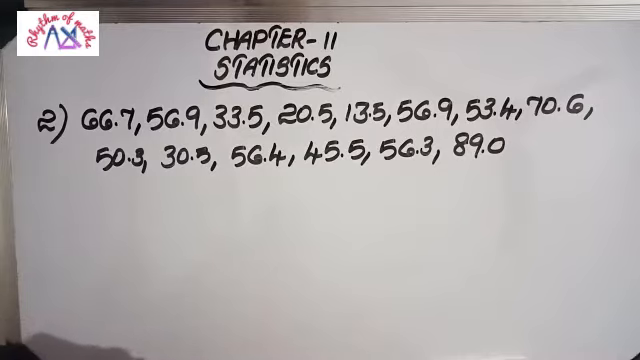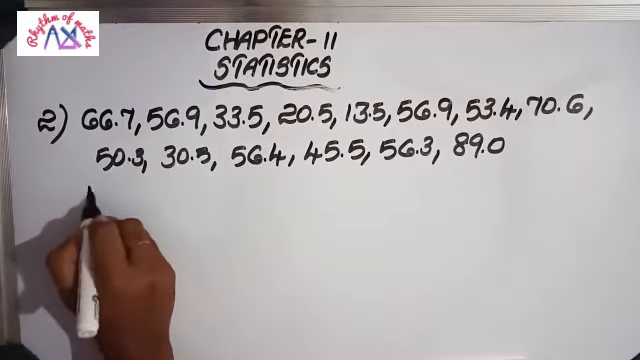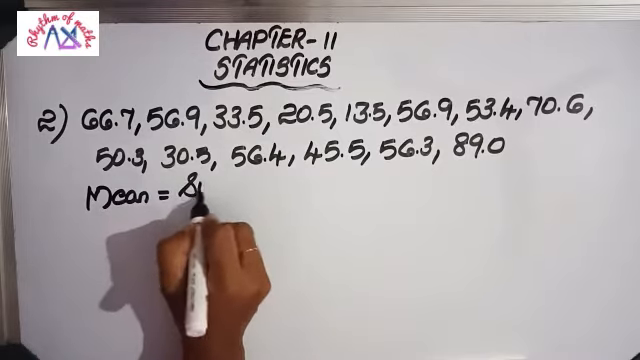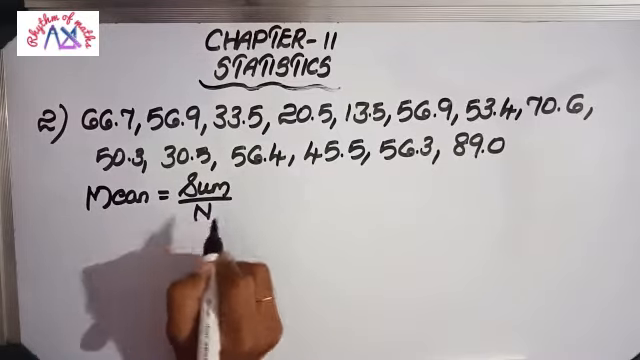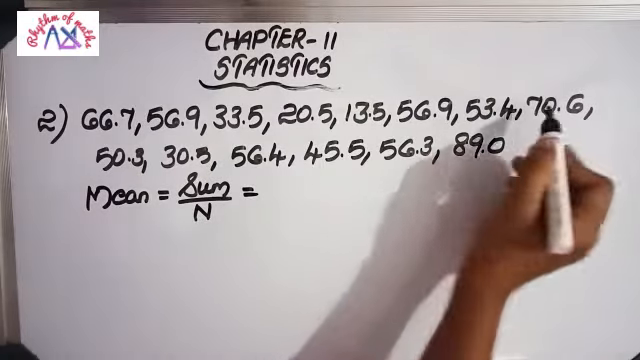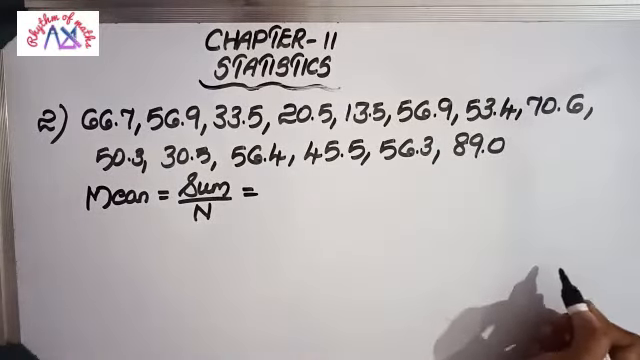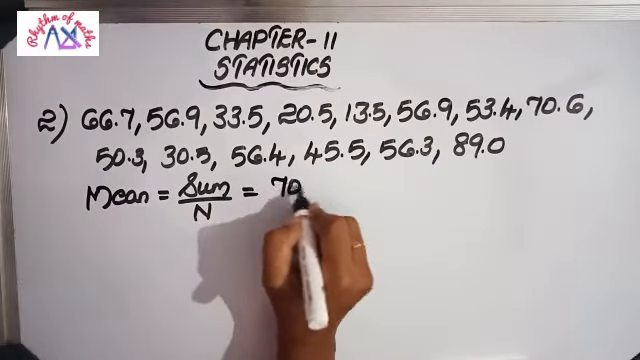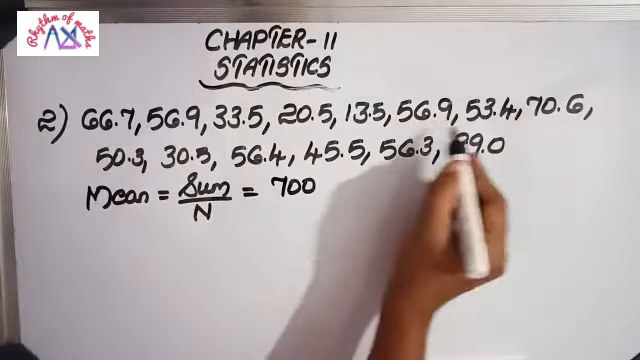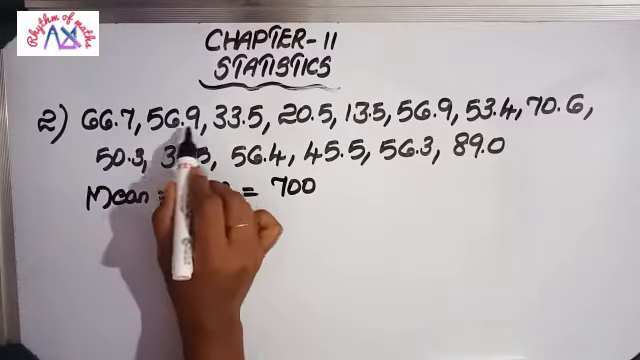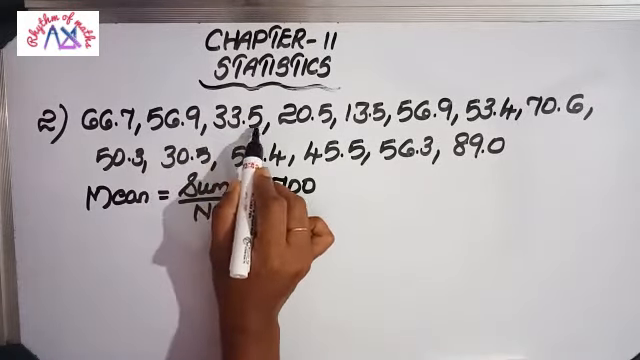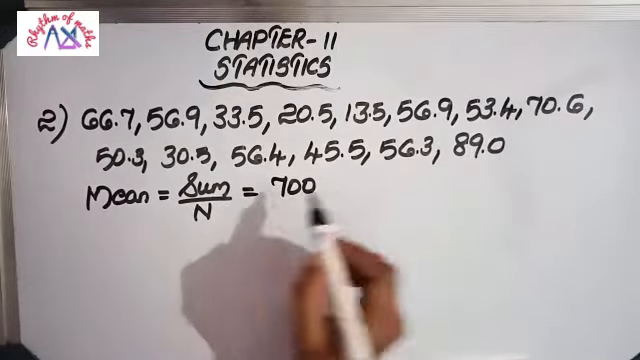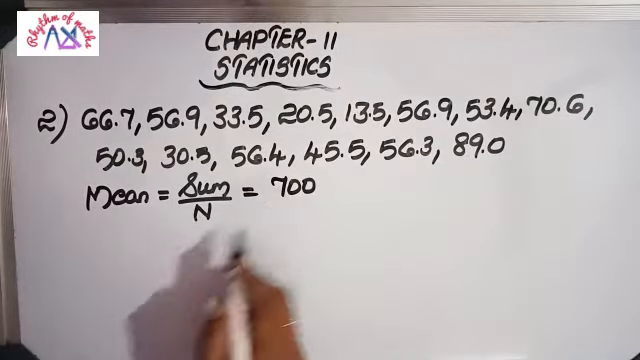So mean means what? Mean means sum by total number. That means we have to sum all these values. When you add all these, 66.7 plus 56.9 plus 33.5 plus 20.5 and so on up to 89, then you will get 700 as the answer.